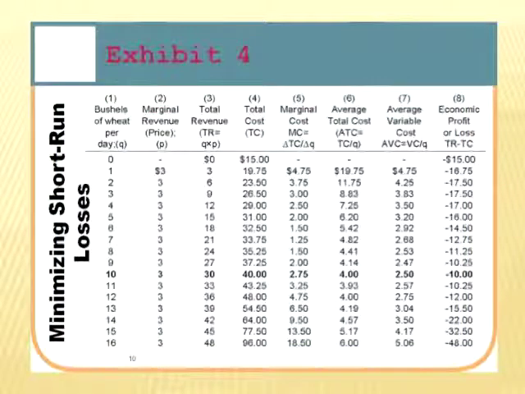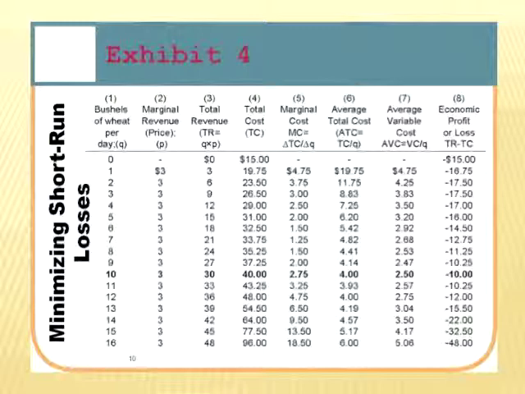Here's a case in which we're trying to minimize our loss. And here notice that if we shut down, that would be 0 bushels of wheat per day, we lose $15. We never get into the black here. That is, we never actually make a profit, but we do reduce that loss some, and thus the name loss minimization. So if we produce 10 units, then we'll only lose $10 per day, whereas if we produce no units, we lose $15 per day.